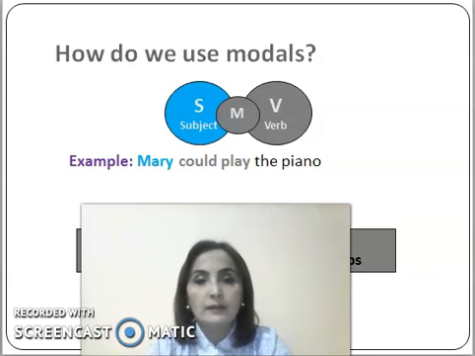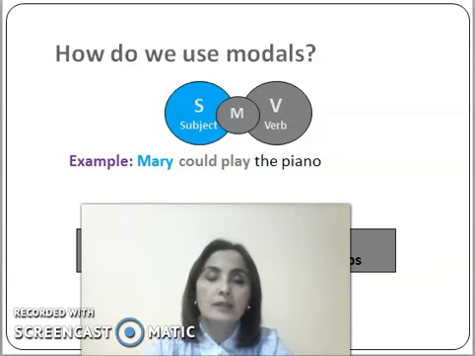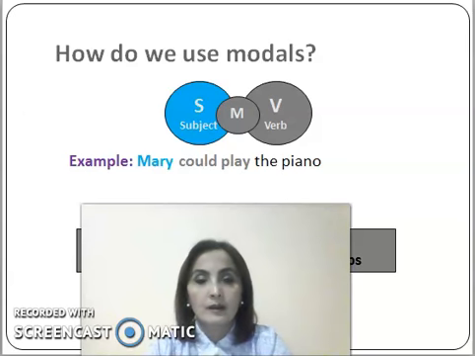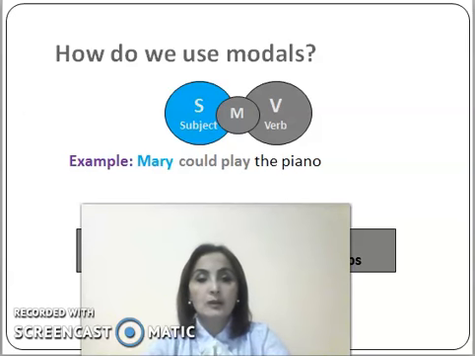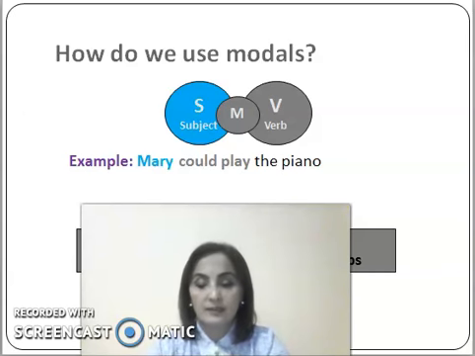For example, Mary could play the piano. Here, Mary is the subject of the sentence, and play is the main verb here, and could is placed between the subject and the main verb. So they do not accept conjugation. They do not need any auxiliary verbs.